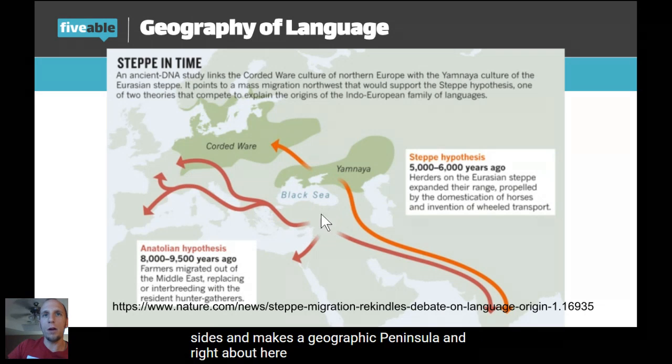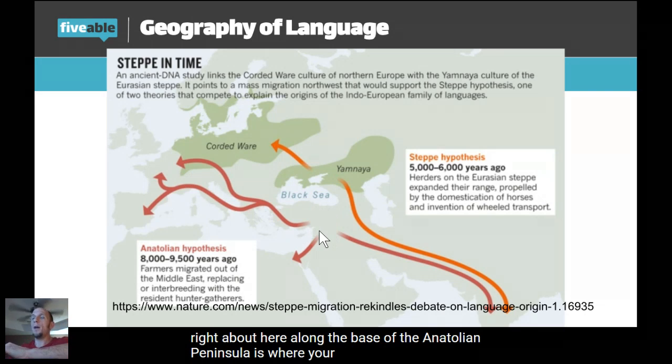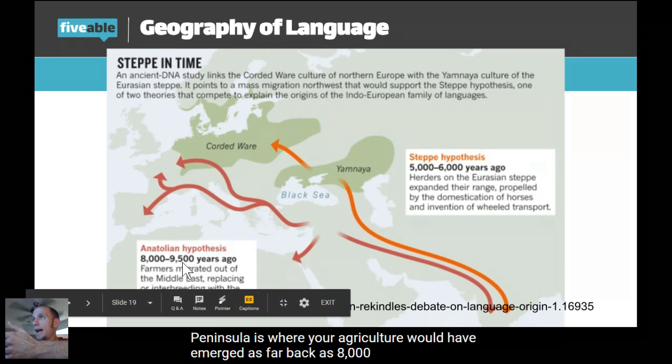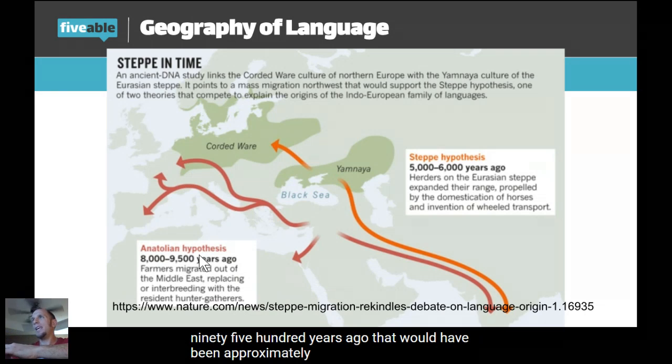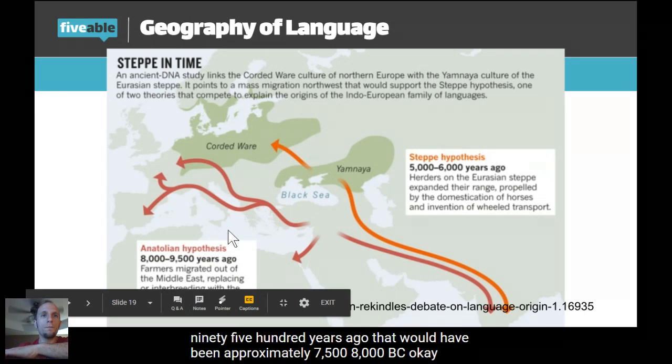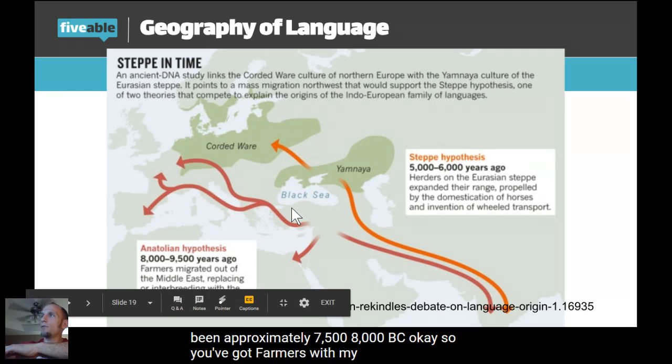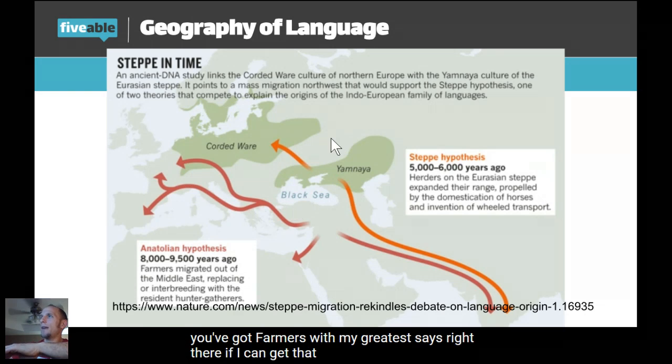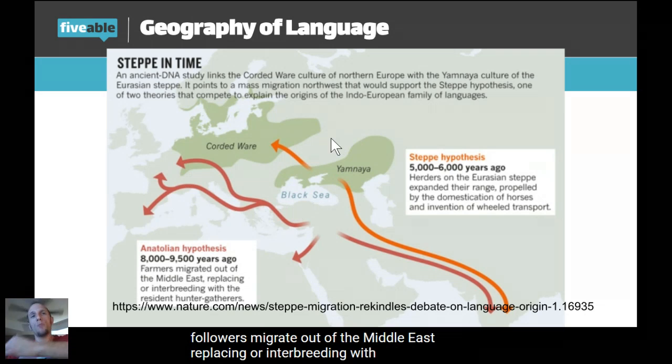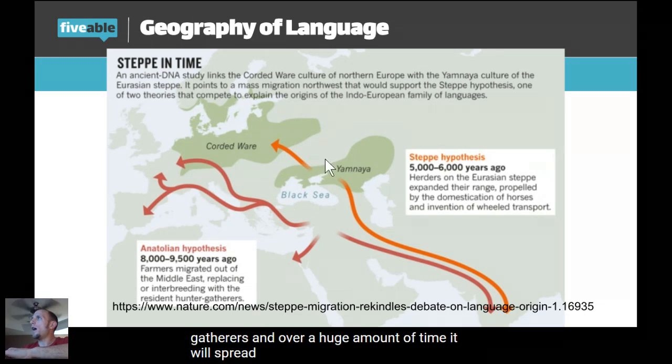And right about here, along the base of the Anatolian Peninsula, is where your agriculture would have emerged as far back as 9,500 years ago. That would have been approximately 7,500 to 8,000 BC. Okay, so farmers would have migrated. It says right there, farmers migrated out of the Middle East, replacing or interbreeding with resident hunter-gatherers. And over a huge amount of time, it would have spread.